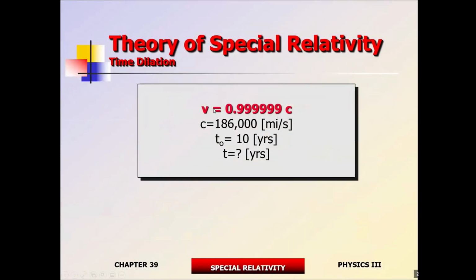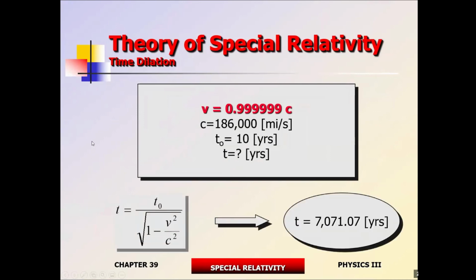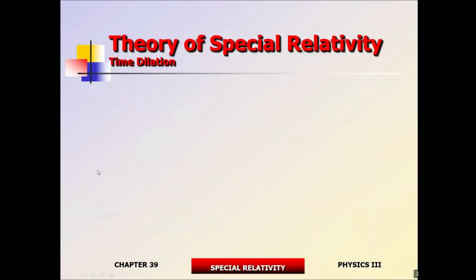And it goes on, guys. The closer you get to the light speed, the more the time is going to slow down for you. That's what it means. All right, so those are the examples of time dilation.